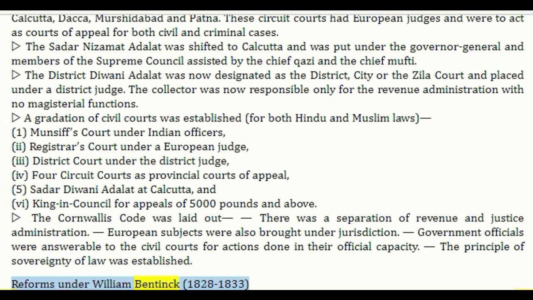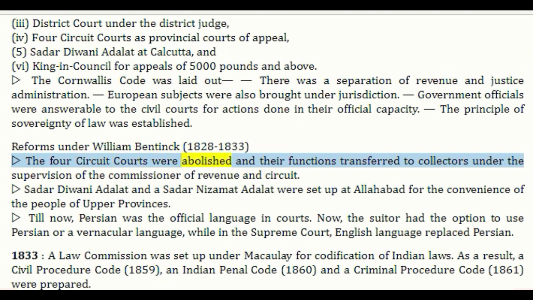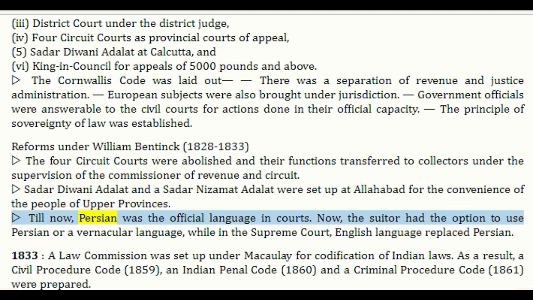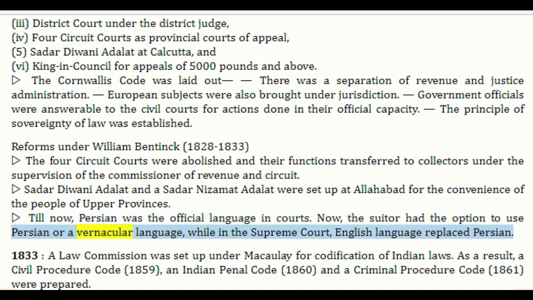Reforms under William Bentinck, 1828 to 1833. The four circuit courts were abolished and their functions transferred to collectors under the supervision of the Commissioner of Revenue and Circuit. Sadar Diwani Adalat and a Sadar Nizamat Adalat were set up at Allahabad for the convenience of the people of upper provinces. Till now, Persian was the official language in courts. Now, the suitor had the option to use Persian or a vernacular language, while in the Supreme Court, English language replaced Persian.